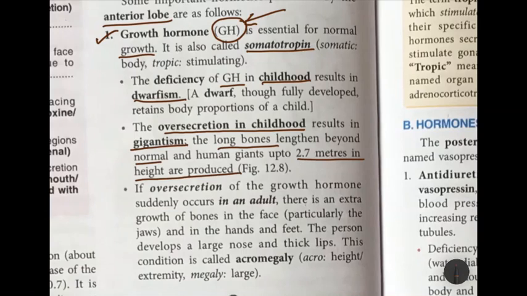So dwarfism and gigantism, you must have seen the tallest man, tallest woman in the world in the Guinness Book of World Records, the shortest man, the shortest woman in the world. So actually they had suffered either from deficiency of the growth hormone or oversecretion of growth hormone in childhood.